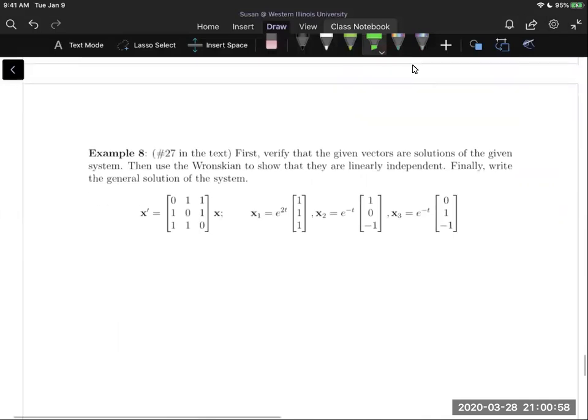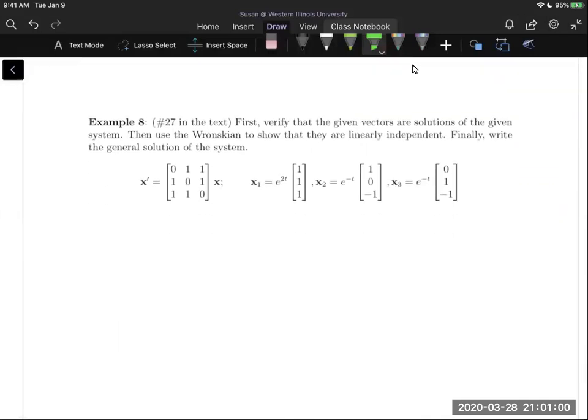All right, so let's take a look at our last example for this section. We want to first verify that the given vectors are solutions. Then we want to show that those solutions are linearly independent. And then finally, we want to write out the general solution. So let's start by verifying these solutions.